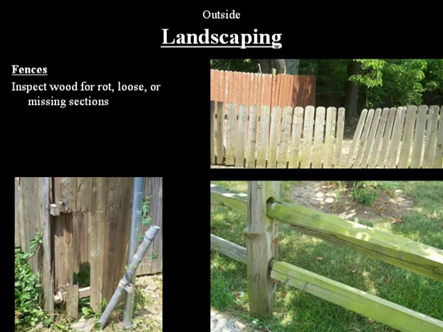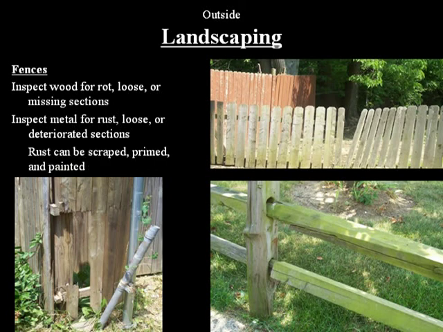Inspect wood for rot, loose, or missing sections. Inspect metal fences for rust, loose, or deteriorated sections. And remember, rust can always be scraped, primed, and painted over again.